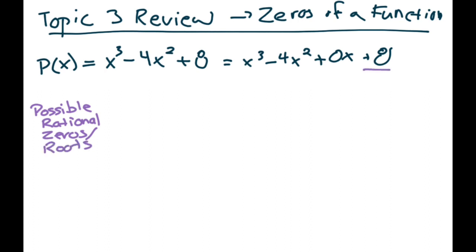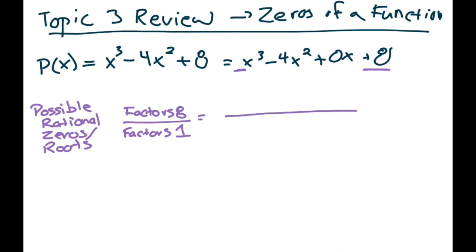Now to do this, we take factors of our last number. So here factors of 8 divided by factors of our first number. So factors of 8, numbers that multiply to 8, are 1 and 8, and then 2 and 4. Factors of 1 are just 1 and 1.